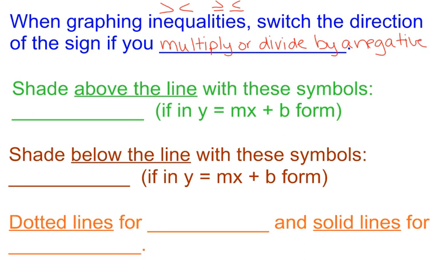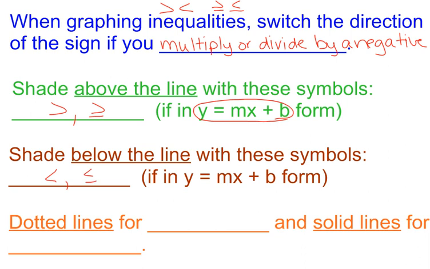We shade above the line with these symbols. So we're going to fill this in and we'll talk about them as I teach the problems to you, but I want to have these in your notes. If your equation is in slope-intercept form, we shade above the line with the greater than and greater than or equal to symbols, and we shade below the line with the less than and less than or equal to symbols.